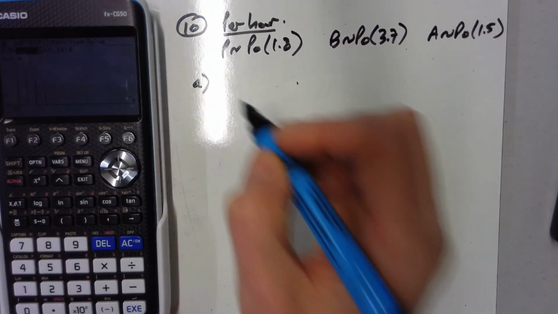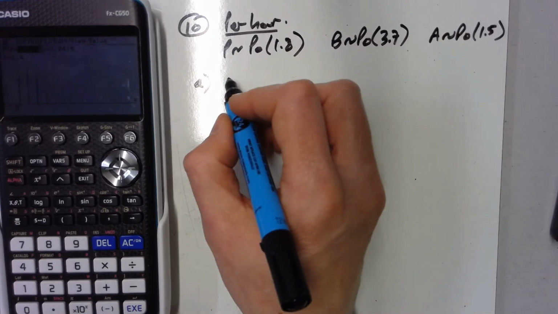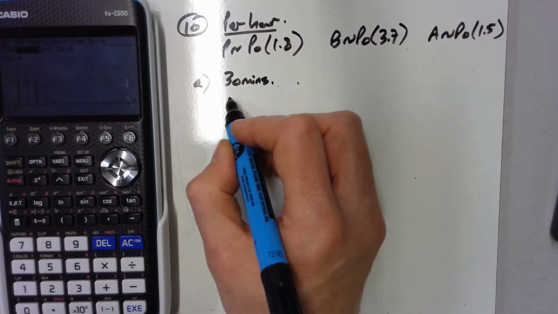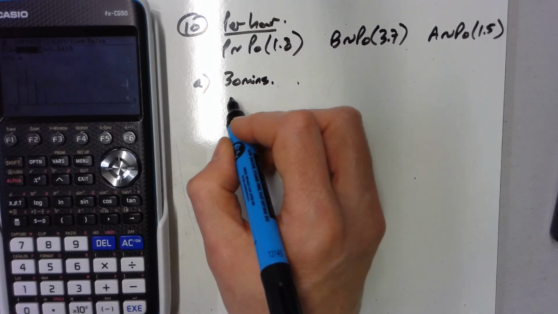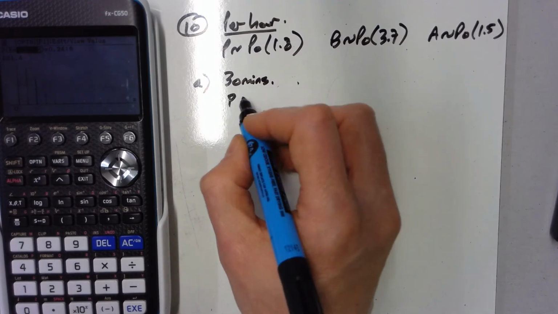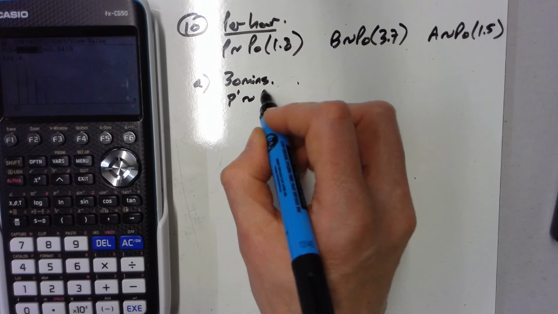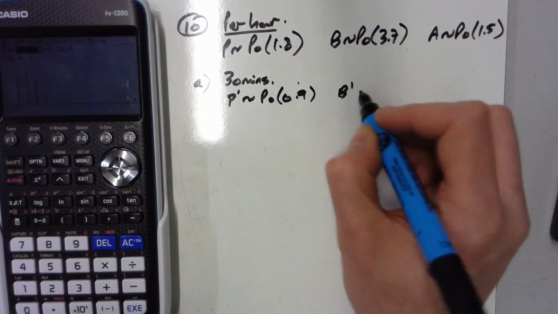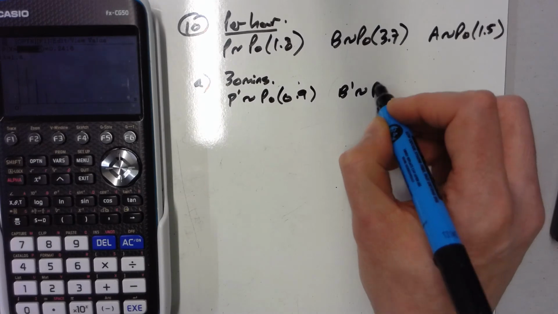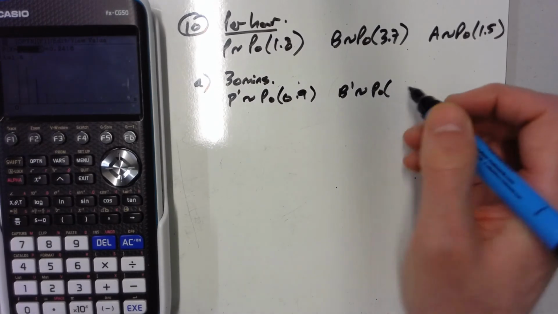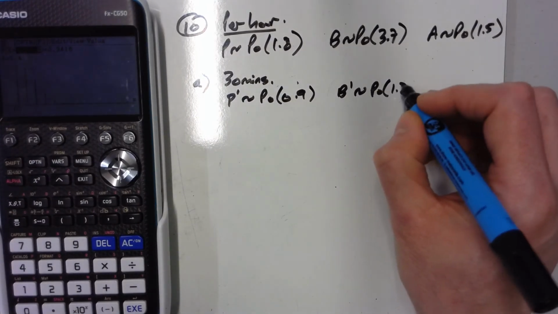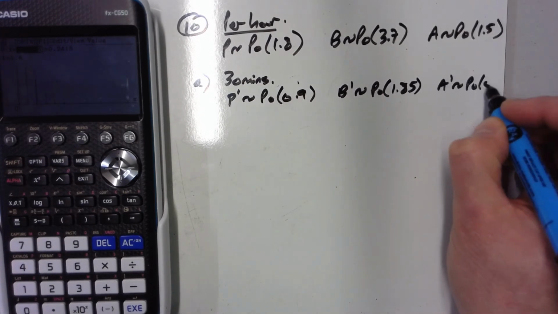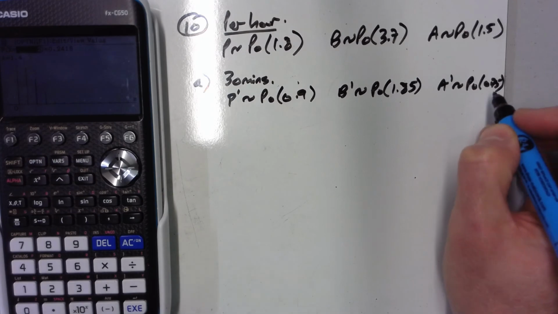So that means during 30 minutes, it's only a half of that. What's a half of 3.7? 1.85. And for that one there, 0.75. And what do we want?